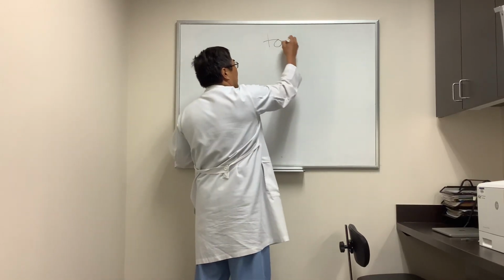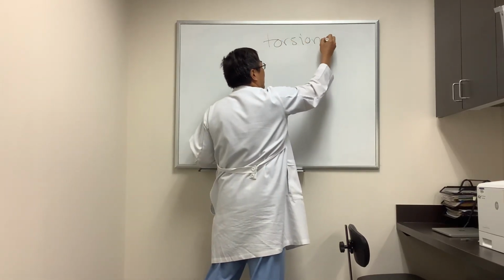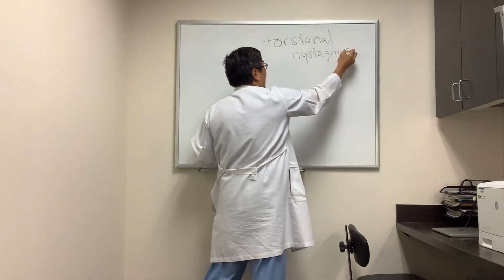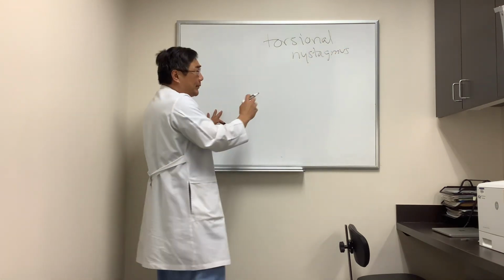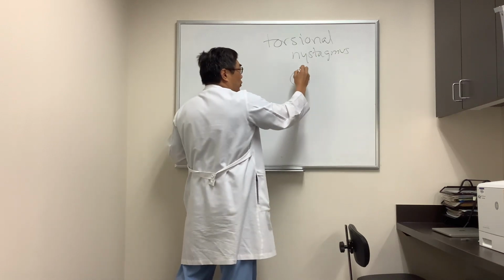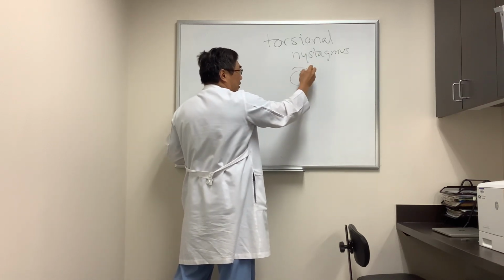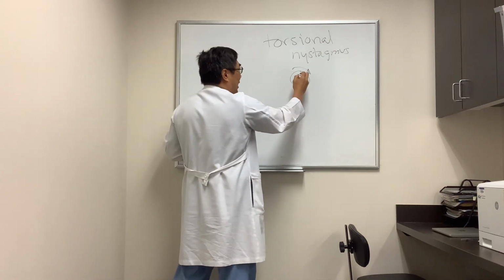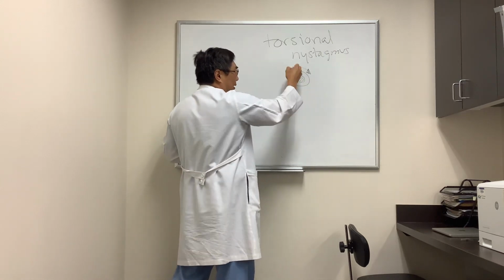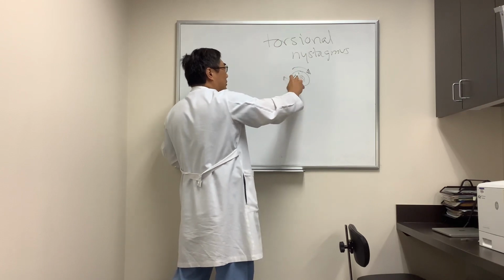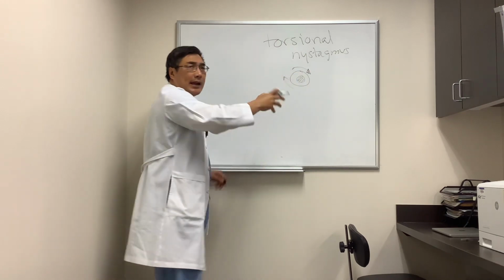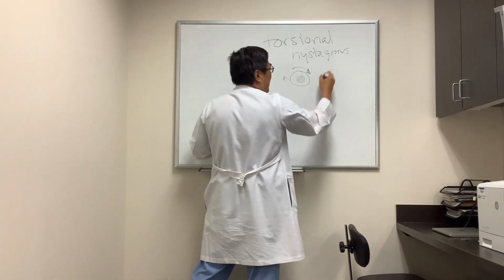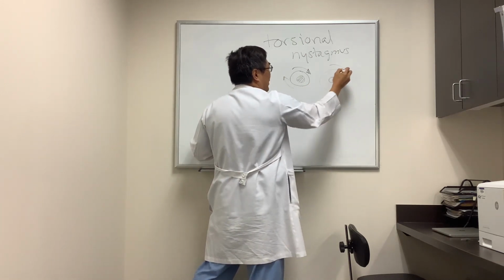So somebody wanted to know a little bit about torsional or rotary nystagmus, and it's uncommon to have primary position torsional nystagmus. What we mean by torsion is rotation in the roll plane, and so the eye is going to be moving in either a clockwise or counterclockwise direction, and that is torsional nystagmus. Usually it's going to be bilateral and symmetric torsion.